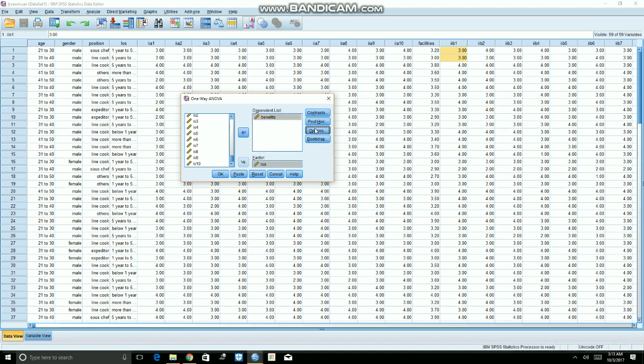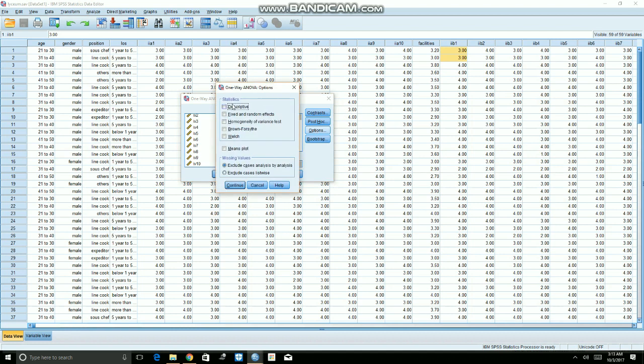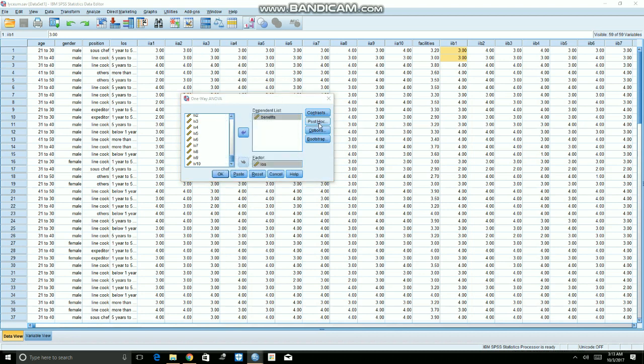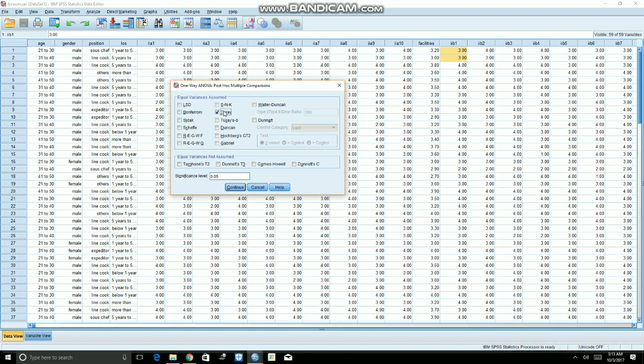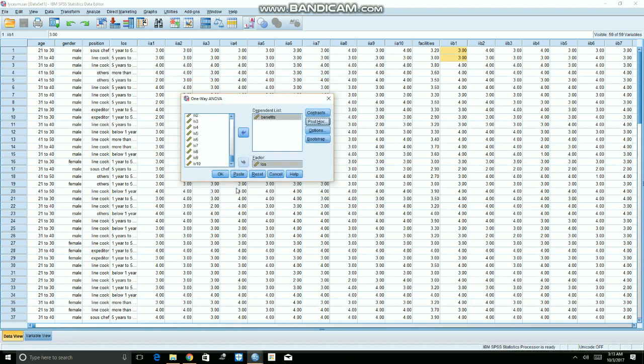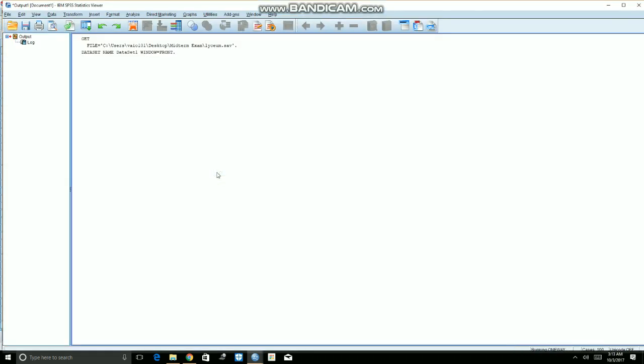Now click Options and fill up all the boxes: the descriptive, fixed and random effects, homogeneity of variance test, Brown-Forsythe, Welch, and means plot, and continue. Post hoc, the Tukey, and continue. Now we will show the interpretation of the one-way ANOVA test.